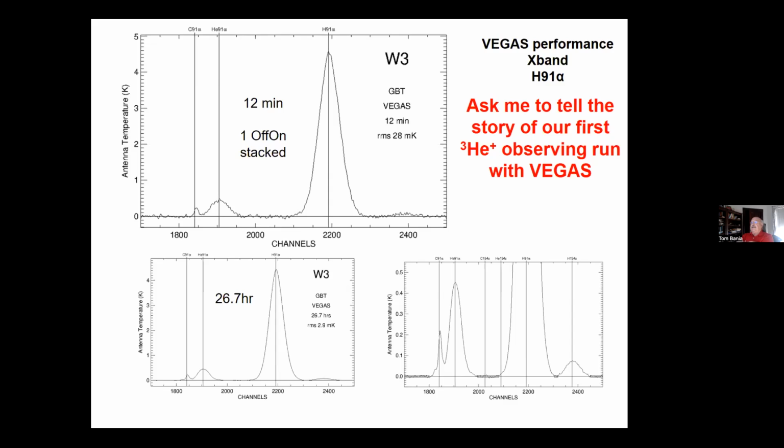This is just H91 alpha. This is just one of them, 12 minutes. The bottom is the same thing, except 27 hours-ish, with this being a zoom where we can see H91 alpha. The helium line is shifted due to the different mass of the nucleus. Here's carbon. So we've written papers on the helium to hydrogen ratio, Y plus. We've written papers on the carbon line, which comes from the PDR principally. And here's one, H154 epsilon.